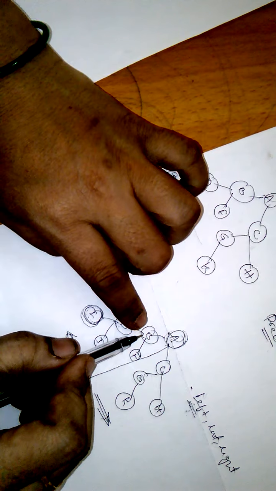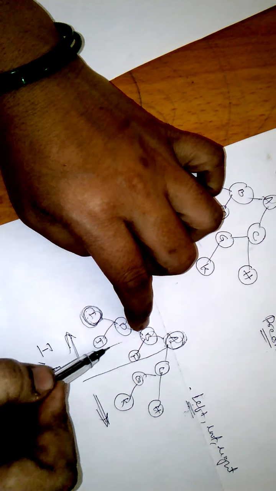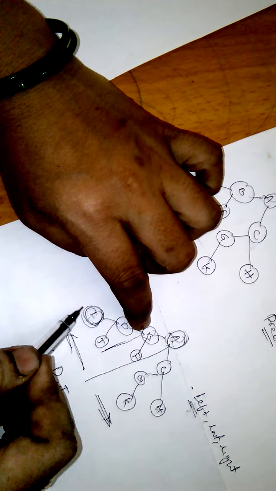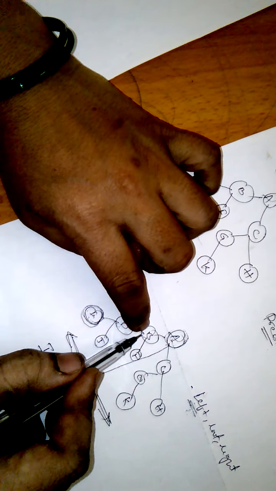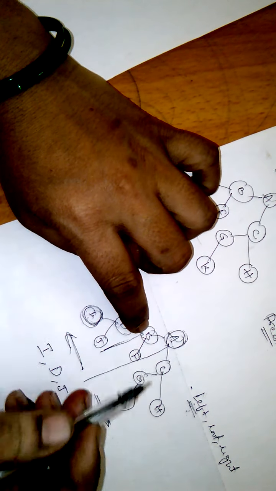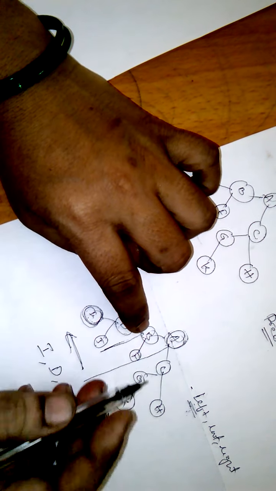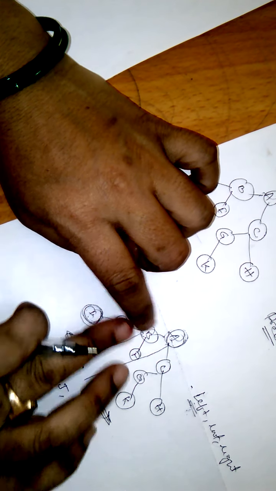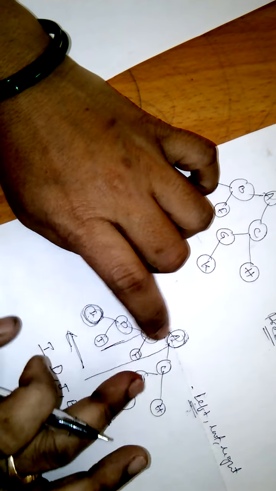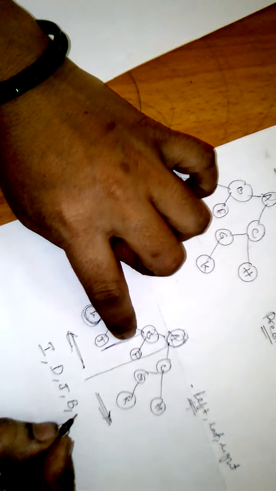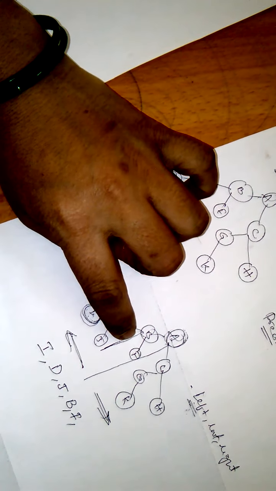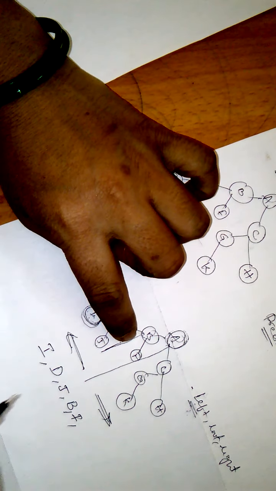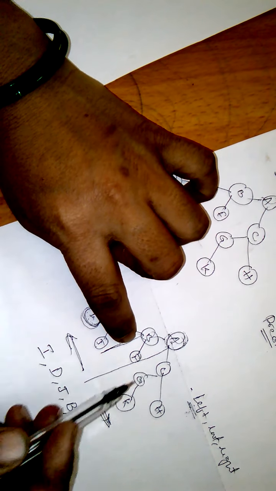Next we finished the left part of parent B. Now next, parent B. Root means here parent. Okay, B. Left is finished, parent is finished, and the right remains. Okay, next, what do we have to do?